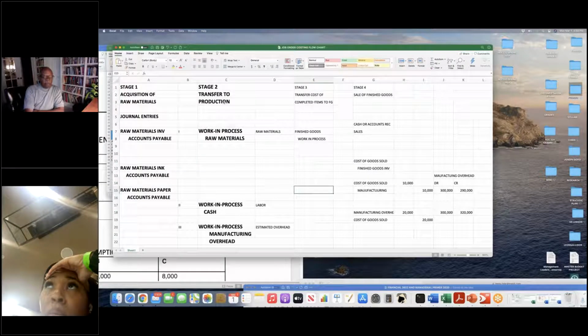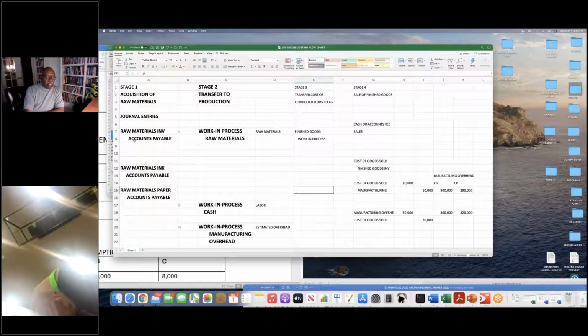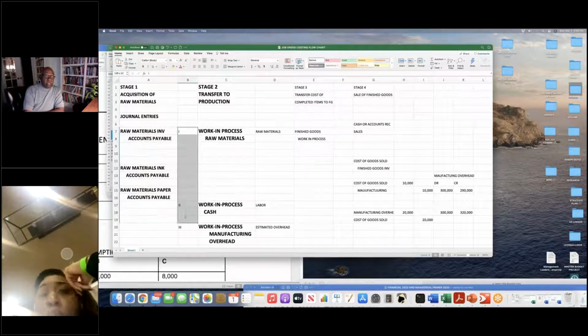In stage two is where we make the item. So we have transfers to production. And in this stage, and going back over here, you'd have a raw material. So if somebody said they had 4 items, then they'd have 4 entries like this for the raw materials. So we'll only have 2 raw materials here, so we have to buy 2. Now in stage 2, there are fundamentally 3 journal entries that we make.